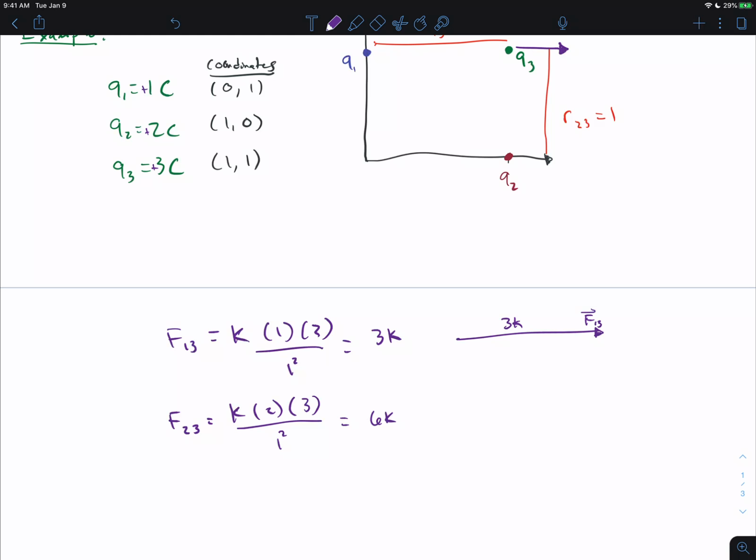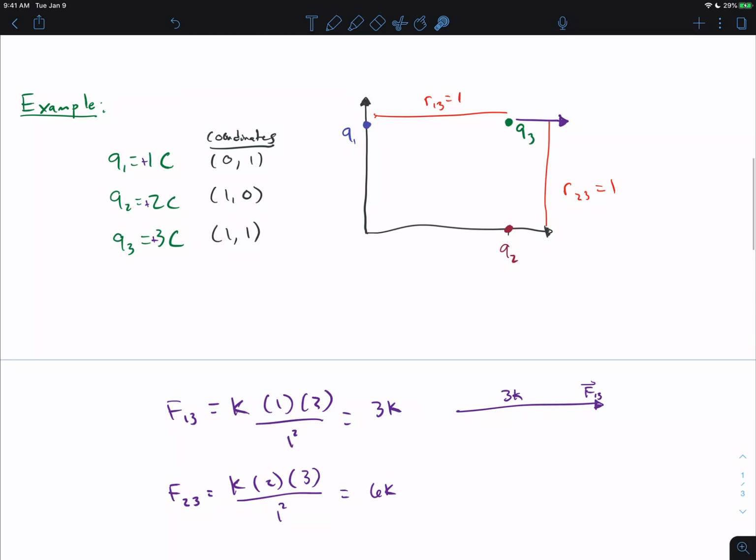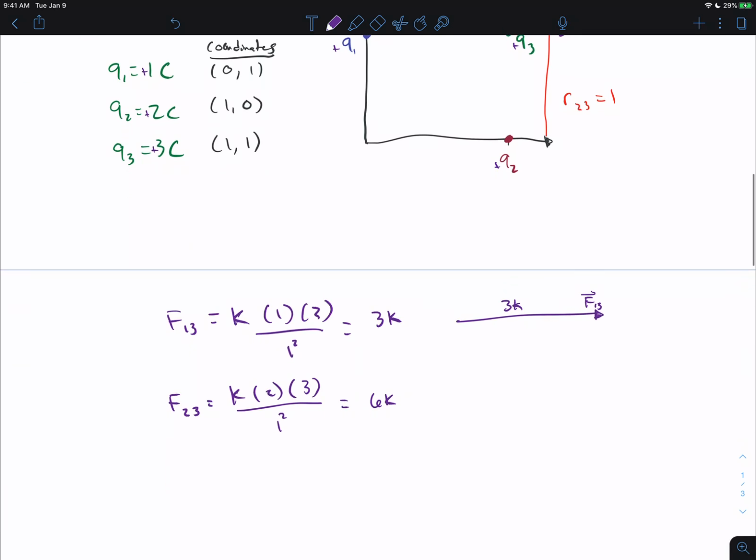But what's the direction that we're pushing in here? These are both positive, so don't forget, these are all positive. So these two guys don't want to be together. What's happening here is Q2 is pushing Q3 away. I'll call this F23 here, and this magnitude here is 6K.